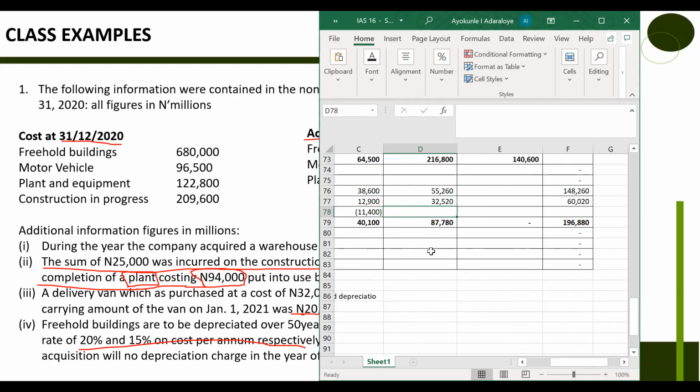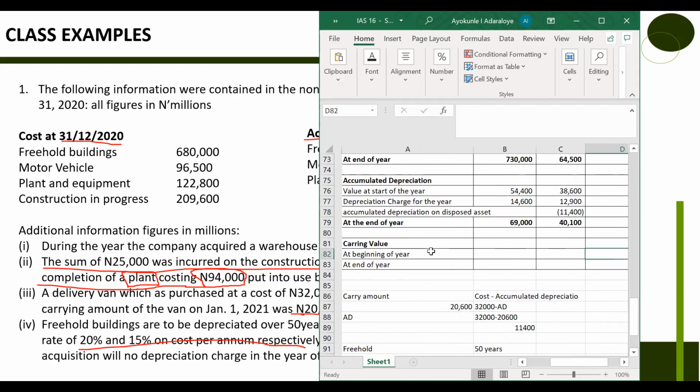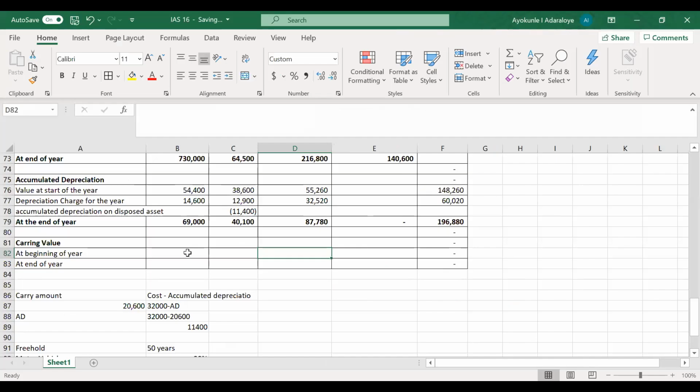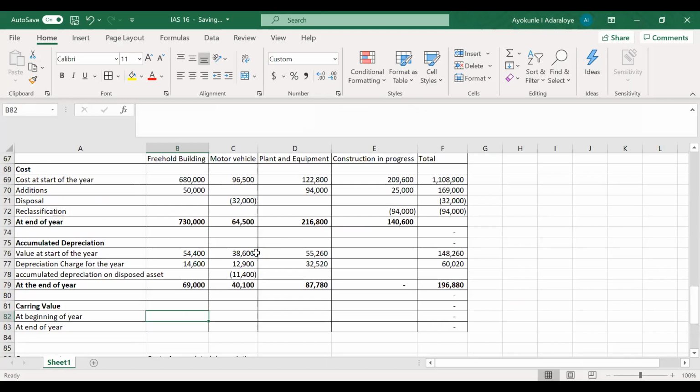We have our charge for the year, we have our accumulated depreciation, and everything is summed up. So what we just need to do now is get our carrying amount for the beginning of the year and at the end of the year. To get our carrying amount at the beginning of the year is simple. I pick cost minus accumulated depreciation at the beginning of the year, and I get my value at the beginning of the year. I replicate that for everything here.